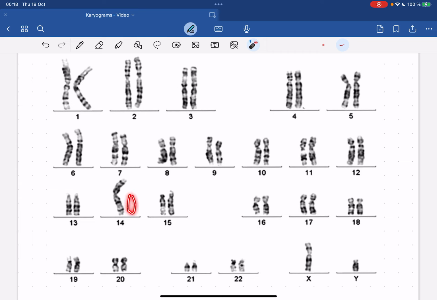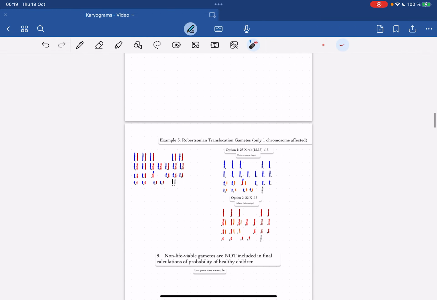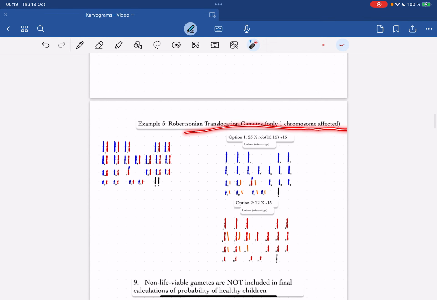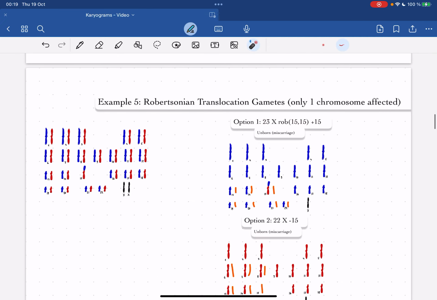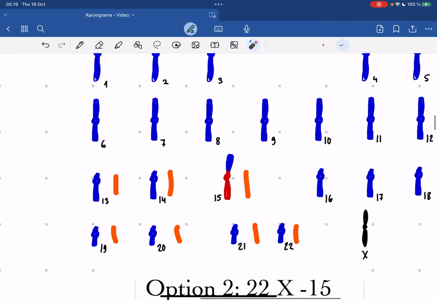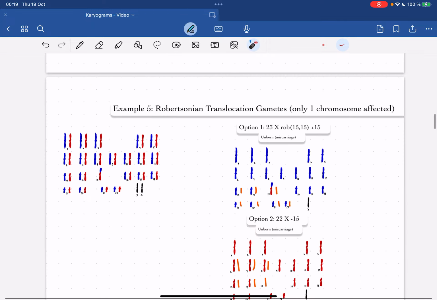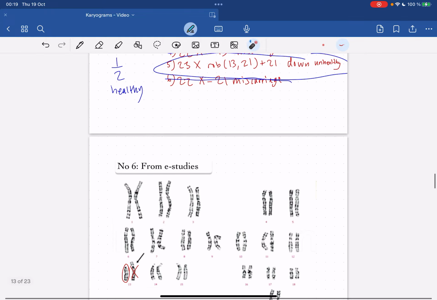However, the chromosome that was here actually immigrated to this chromosome, creating this behemoth right here. And in our case, if you remember from the rules, up here, Robertsonian translocation gametes, only one chromosome affected. There would only be two options. There would be one option that has the additional chromosome, or this behemoth, which represents 1 and 2 chromosome 15s, because this one migrated here. Or we don't have it at all, and then we have a monosomy, which also leads to miscarriage.